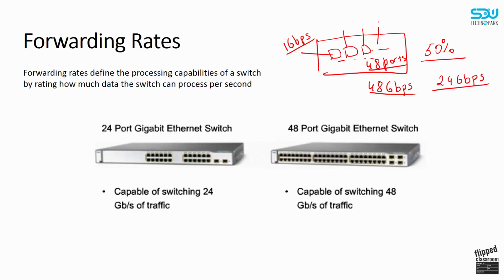So in our situation we have Cisco Catalyst switches, and the forwarding rate is equal to the number of ports multiplied by the speed of each port.